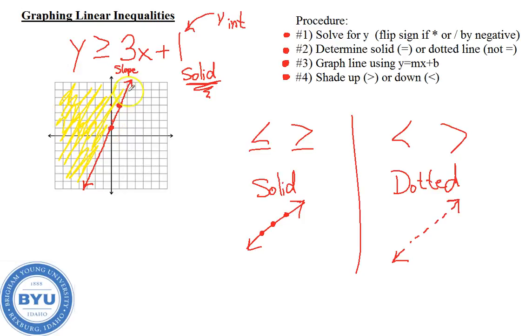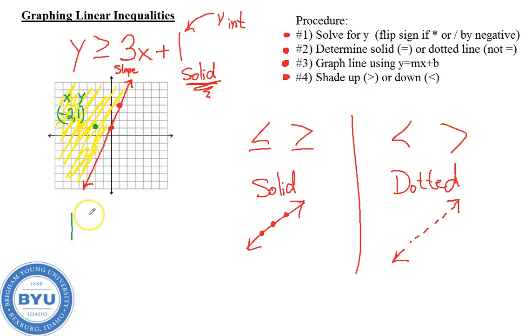Our solution would be all points on the line and also above the line. We could even check this by taking a point. For example, I could take this point right here. This is the point -2, 1. If I took the point -2, 1 and plugged it in, we'll actually find out that this statement would be true. We're going to plug -2 in for x and 1 for y.